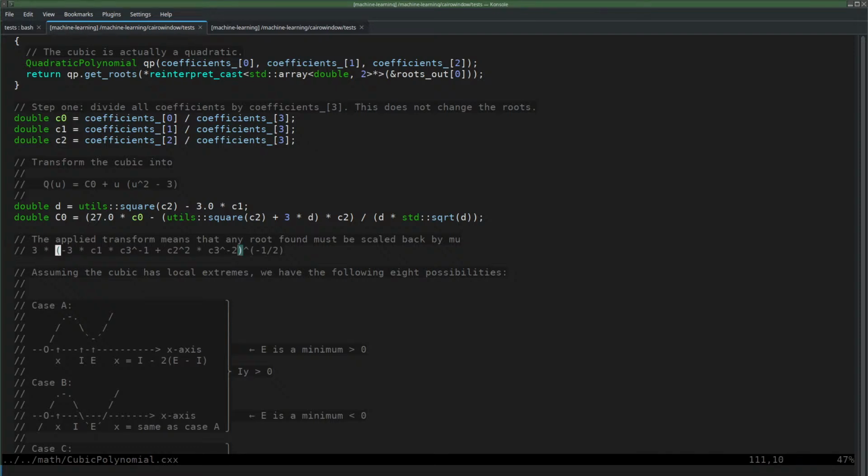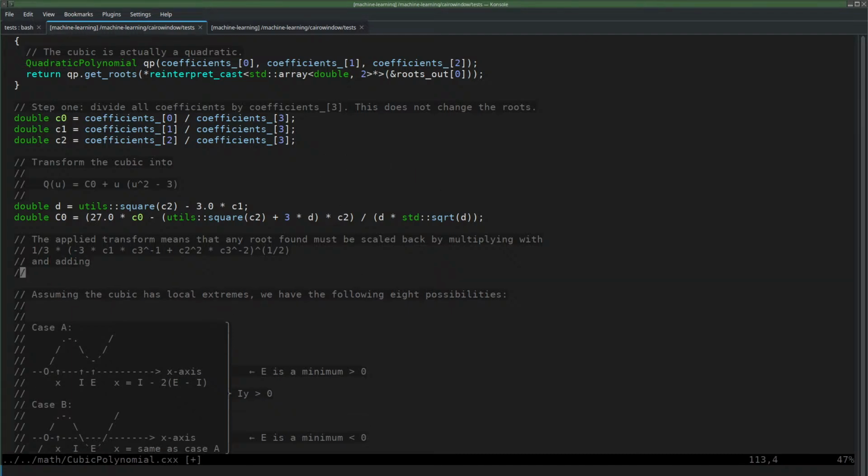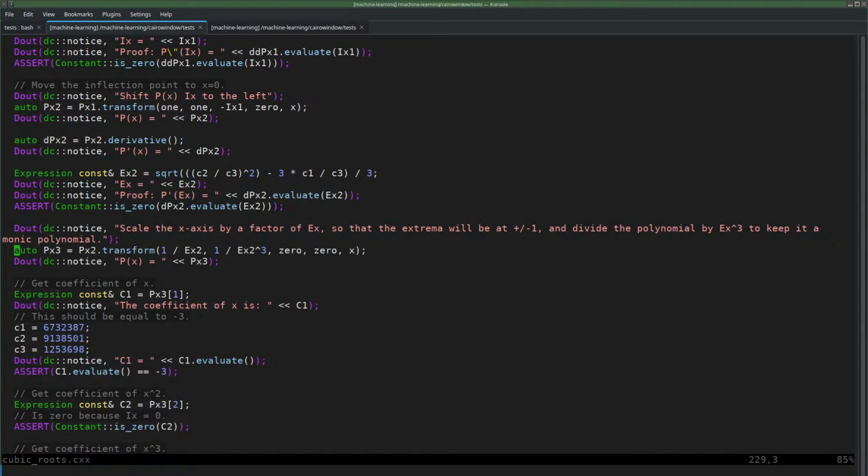So we have to divide it by this, but that's to the power minus a half. So let's just invert this thing. So I get 1/3 and plus a half. And then it's multiplying back by multiplying with, and, well, adding the thing that we have to add is this one.